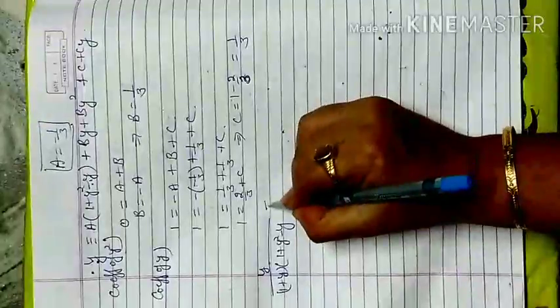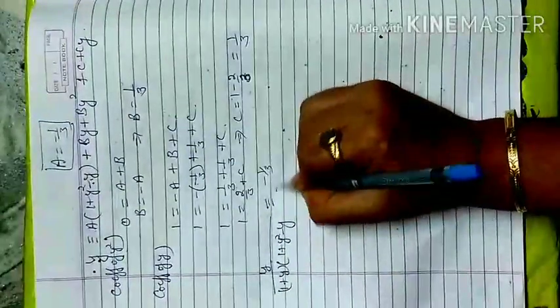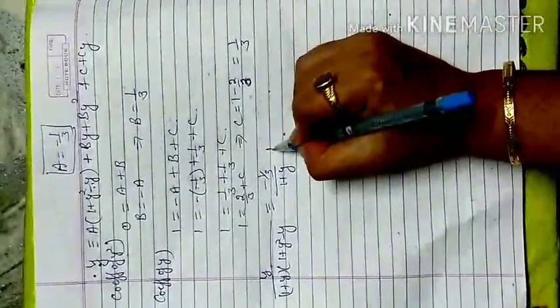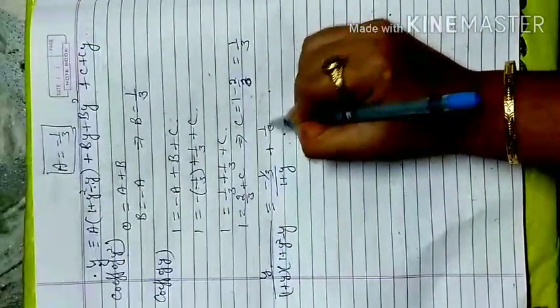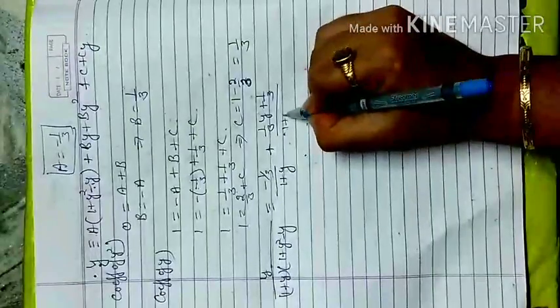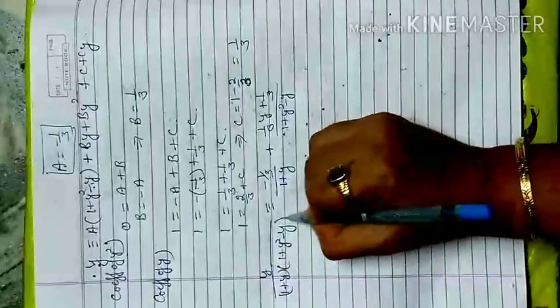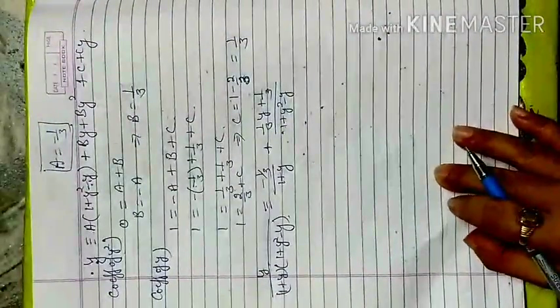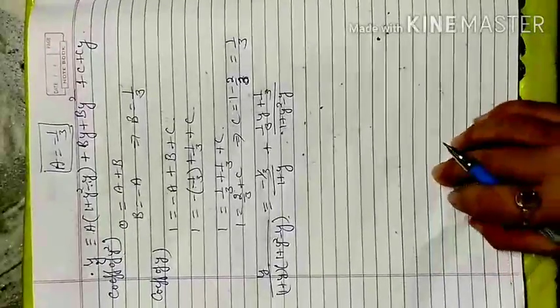You have to substitute it here. So the A value is minus 1 by 3, 1 plus y, and then the B y plus C. The B value is 1 by 3 y plus 1 by 3, and the denominator is your quadratic equation. So we will go like that. Now the next step is I have to integrate.